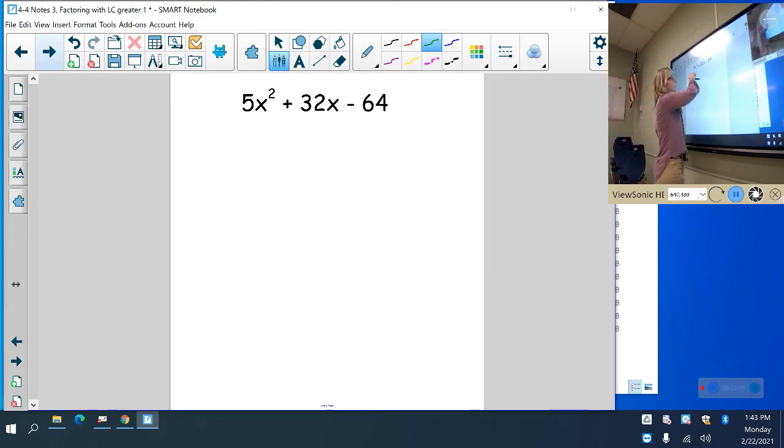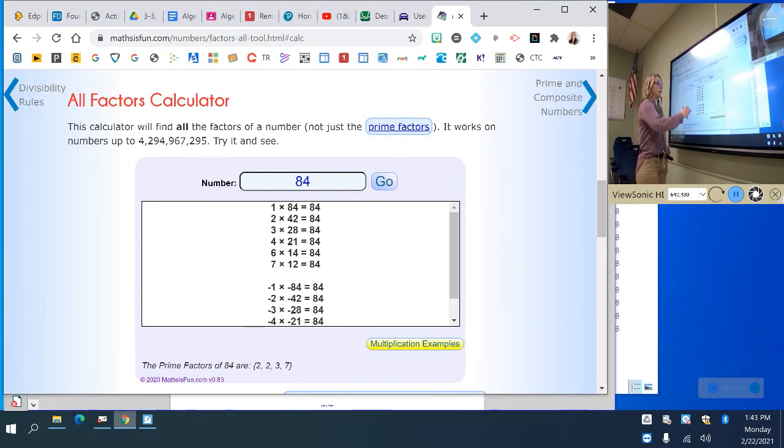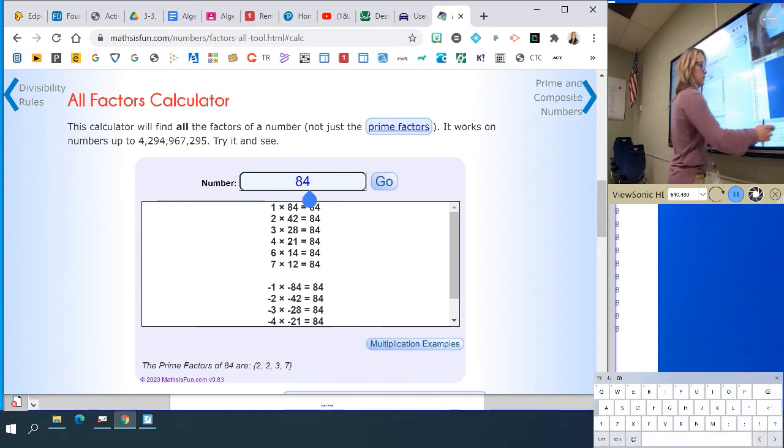Example 5, 32, and 64. Do those have a greatest common factor? They do not. Therefore, I have to set up my little x here. 5 times negative 64 is going to be negative 320, that adds up to positive 32. Now, obviously, we're going to write out all the factors of 320. I want to go ahead and use my factor finder and do that.